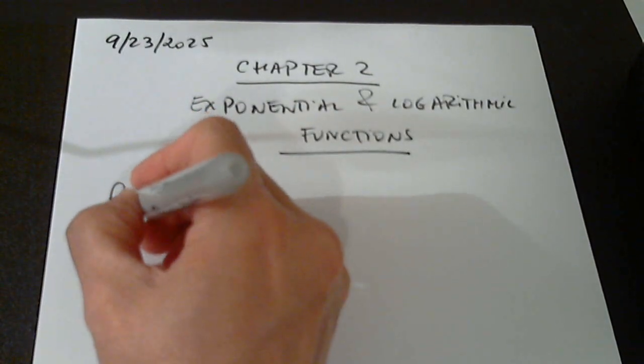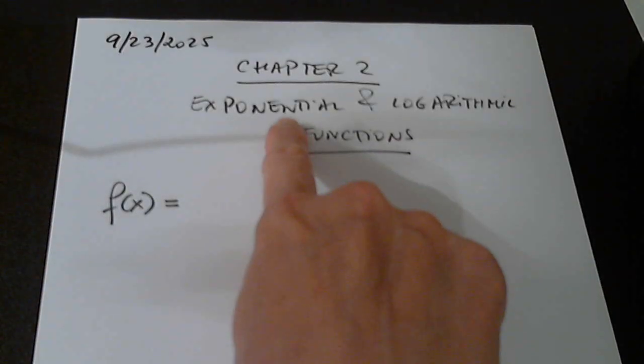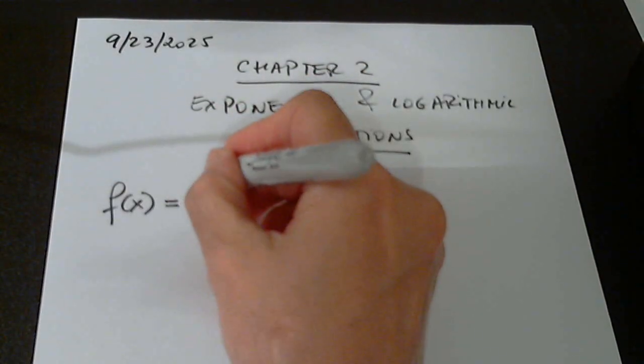Can anyone give us an example of an exponential function? How does it look like? Why do we call it exponential? No one remembers anything about exponential functions, how they look like? It would be 2 to the power of x. Yes, absolutely. So an example is 2 to the power x.